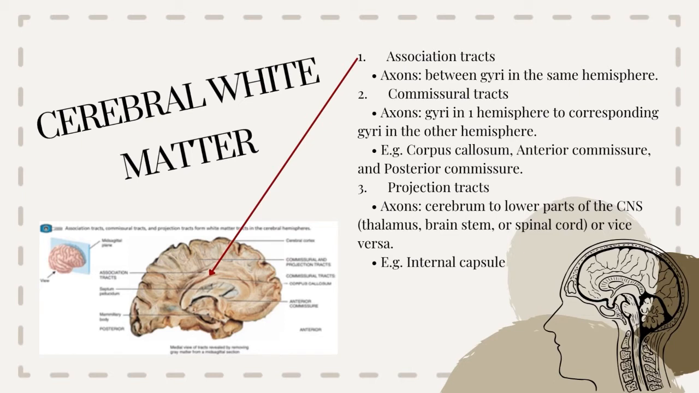So there are 3 types of tracts: you have the association, you have the commissural, and you have the projection tracts. First, the association tracts. So its axons can be seen between the gyri in the same hemisphere. So it's basically on the same side.